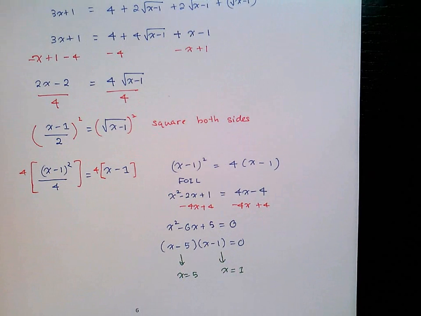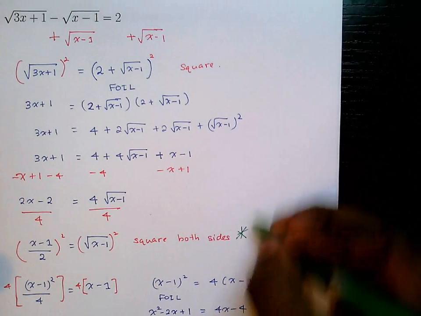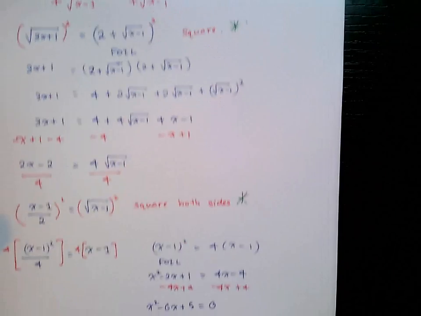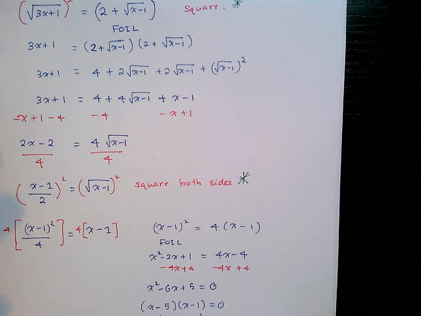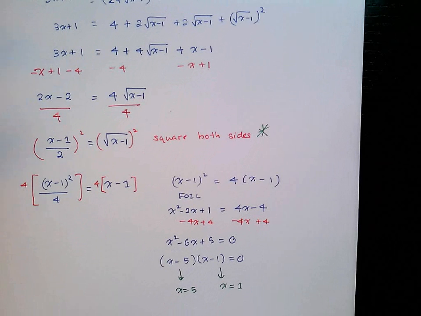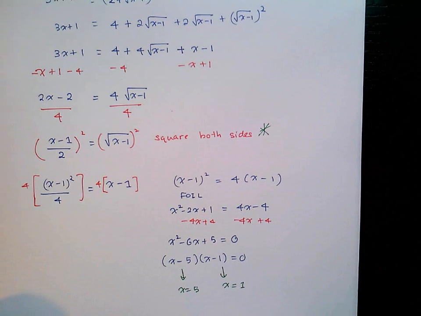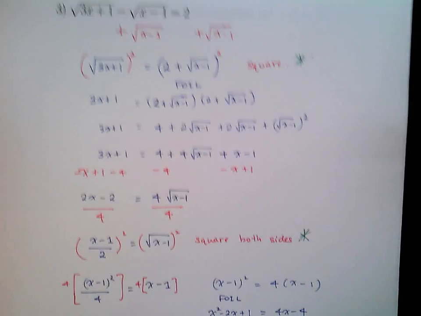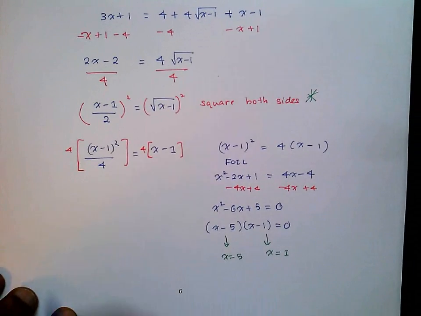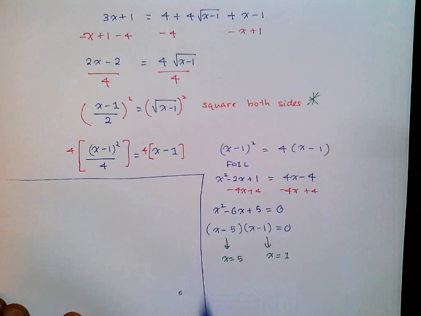Now that's not the end, because we squared on two different occasions. We did square both sides, right here and right here. So whenever you square both sides of an equation, that might introduce extraneous solutions. Which means you have to plug it back into the original equation and check. Still not finished. So let's do the checking in this box.